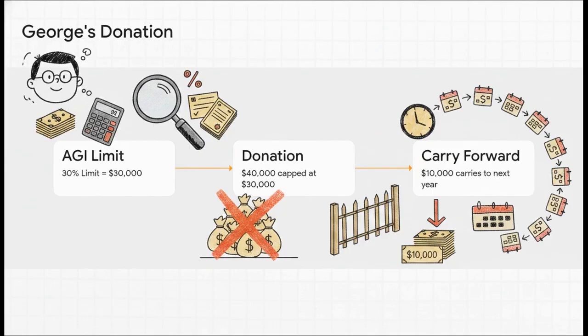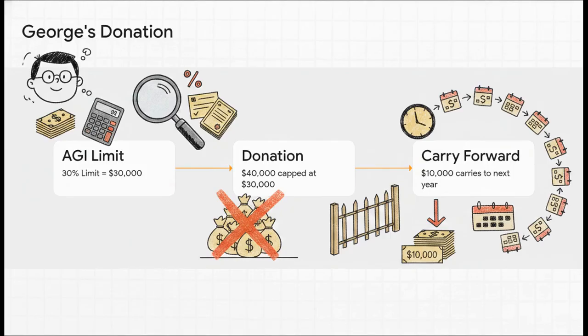Meet George. George has an AGI of $100,000. He wants to donate some shares of stock directly to a charity. The stock is currently worth $40,000 and he has held these shares for 3 years. His original purchase price for that stock was just $15,000. First things first, we must calculate his AGI limit for non-cash assets. We take his $100,000 AGI and multiply it by that 30% limit. That gives us $30,000. So $30,000 is his ceiling.